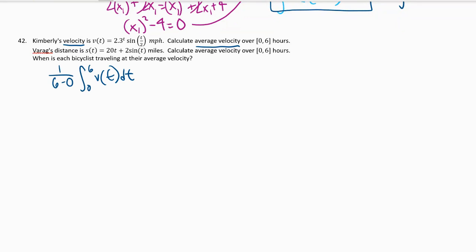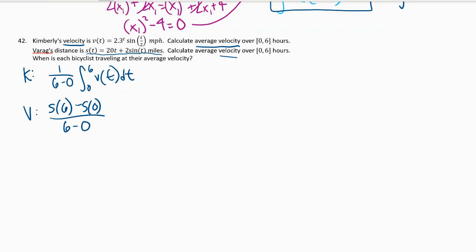And that's for Kimberly. Okay, I'm going to do Varog's, and then I'll do when is each bicycle traveling at their average velocity. And I'll show you that on the calculator. So Varog, his distance, so not his velocity, but his distance is given by this. So if we're calculating his average velocity, velocity is the slope of distance. So find the average slope from 0 to 6. That would be s of 6 minus s of 0 over 6 minus 0.